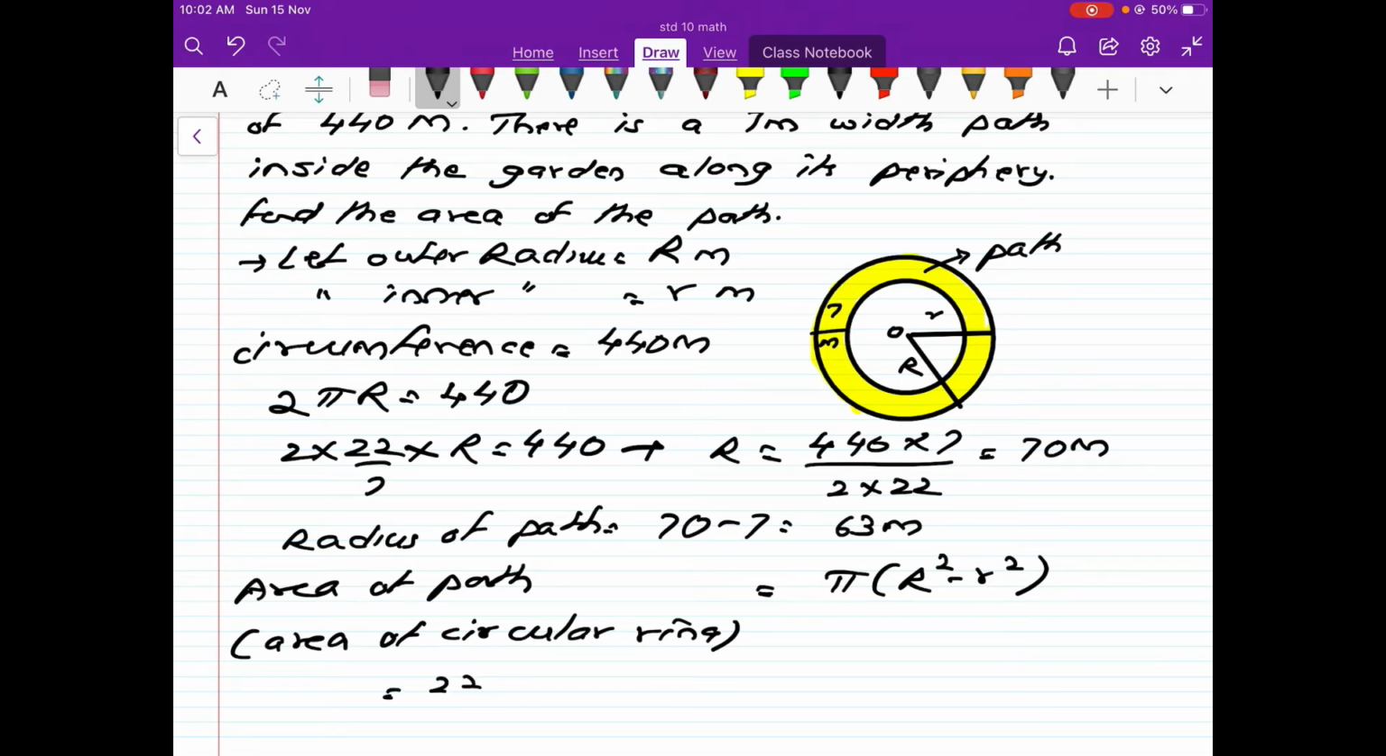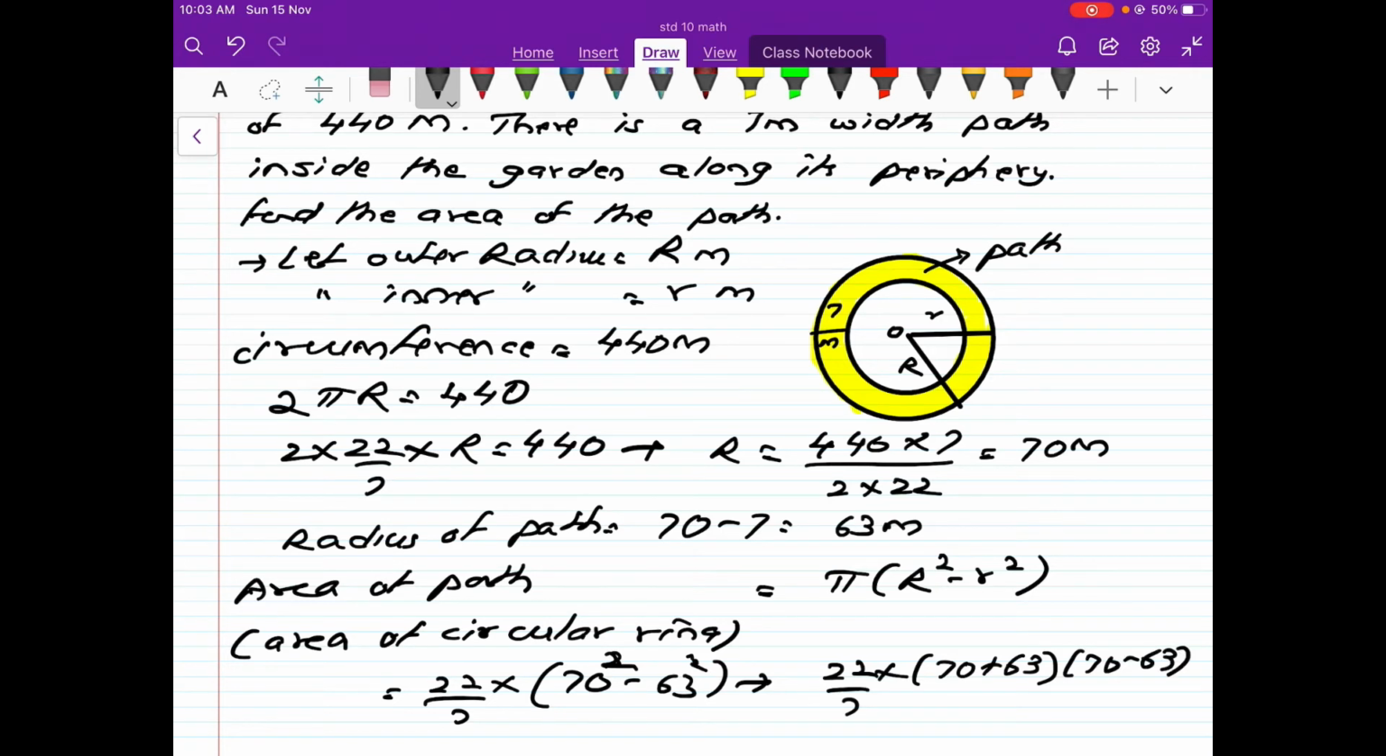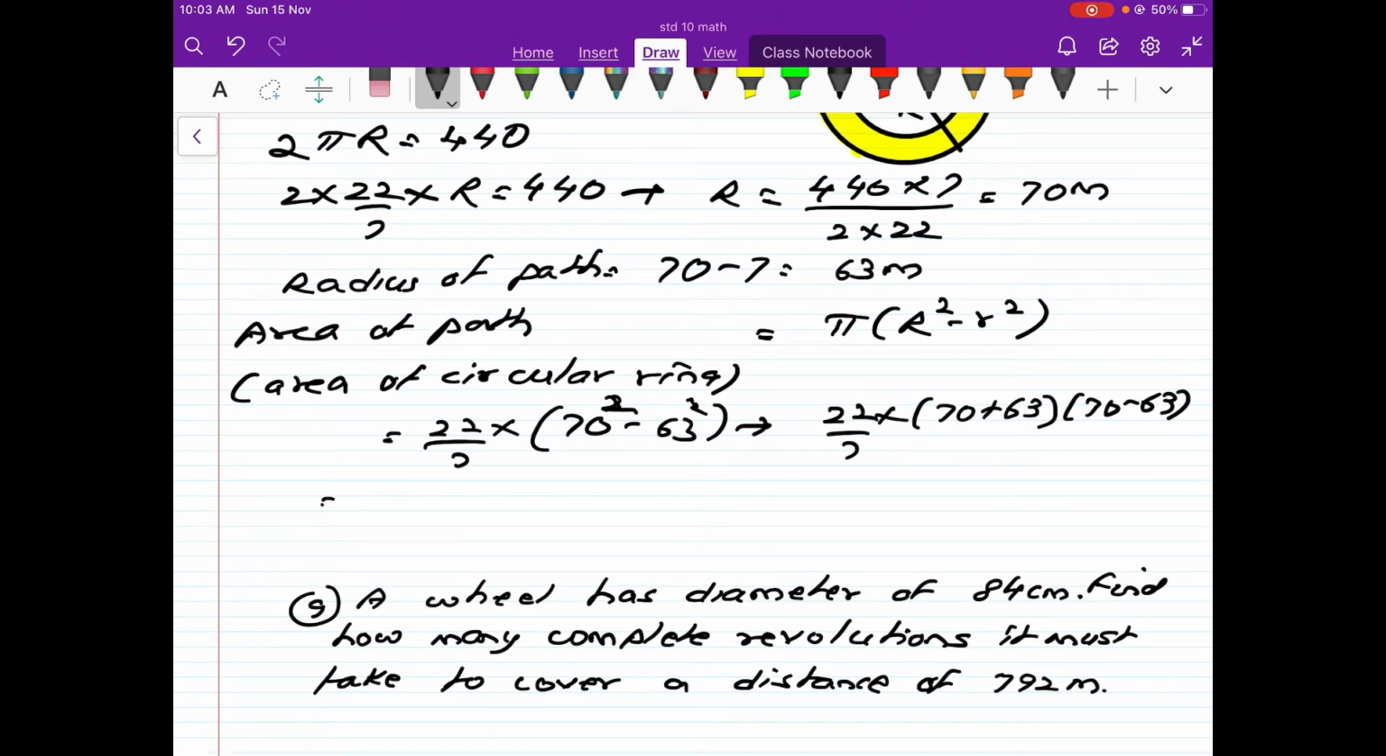So this is 22 by 7 into 70 square minus 63 square. So instead of going for the big ones, we will do it by an algebraic identity. So this is 70 plus 63 into 70 minus 63. So this is 22 by 7 into 133 into 7. So it will give you a final figure of 2926 meter square.